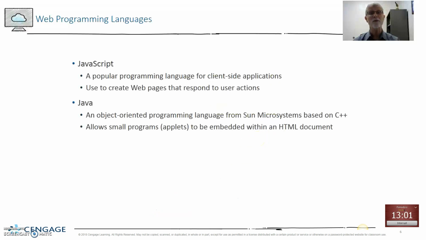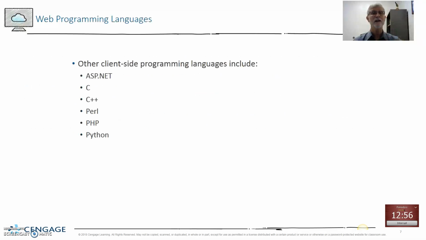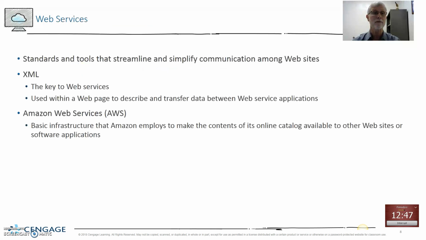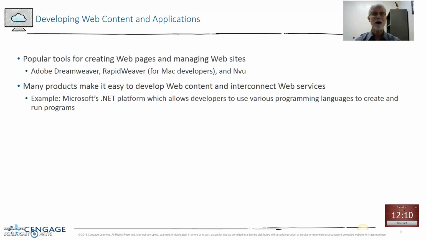Now, there are different languages out there: JavaScript, Java, client-side software, C, C++, Perl, Python, ASP.NET. There are plenty of languages out there to put a website together. But there are also companies that offer tools or services to help you create a website. The key to these services is actually XML. It's used within the language to transfer the data between the web service and the application. Amazon Web Services is a larger company that offers many features for both websites and software applications. Some popular tools for creating websites are Dreamweaver and RapidWeaver, and Microsoft's .NET is a program that a lot of people use.